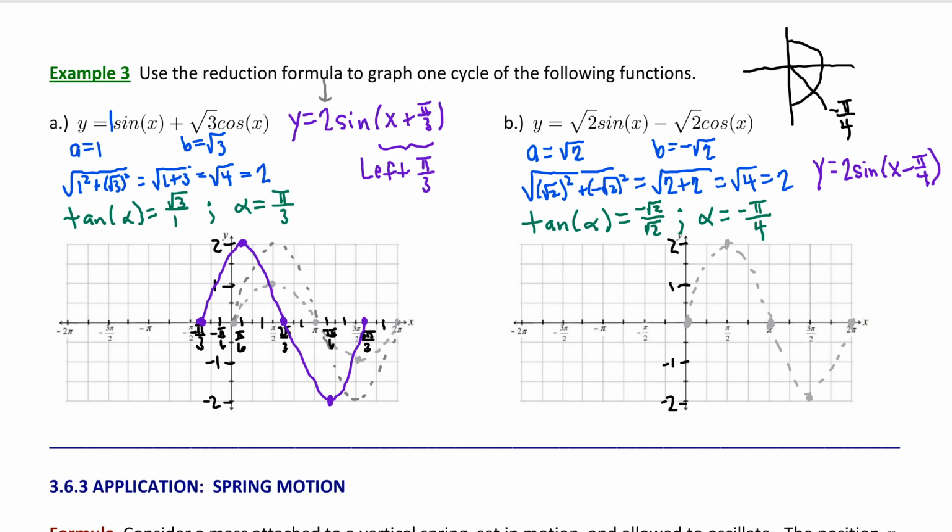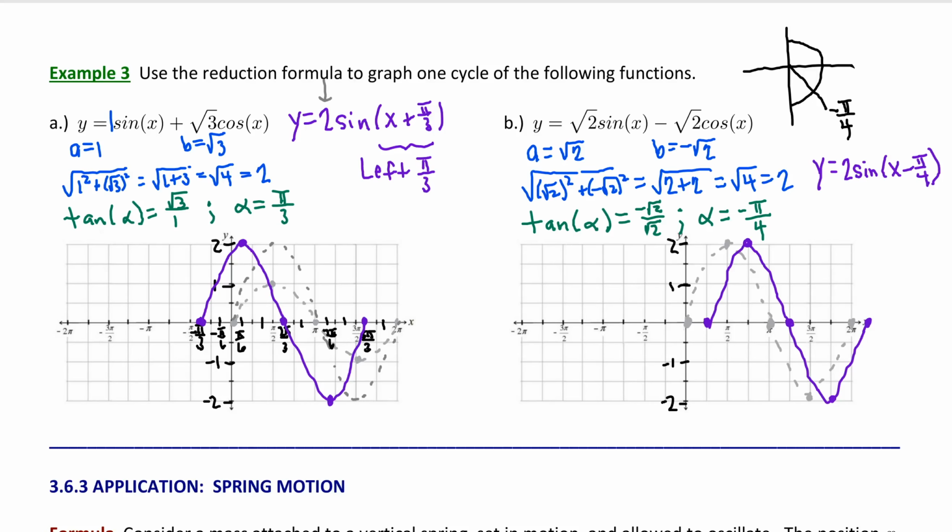Because this scale already has pi over 4 units for every tick mark, this one's going to be very easy to transform to the right. That one's going to land off the grid, but that's okay. And we have our final sine wave.